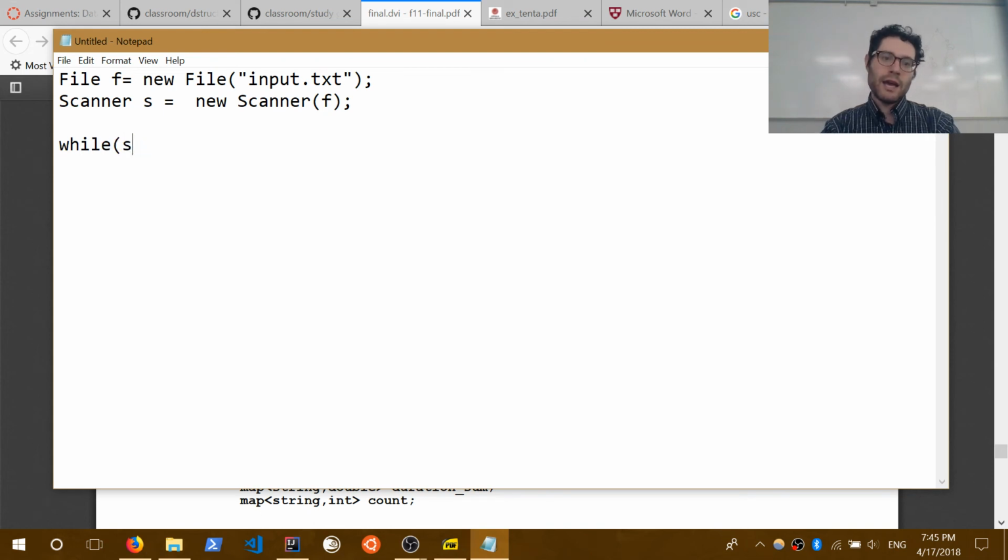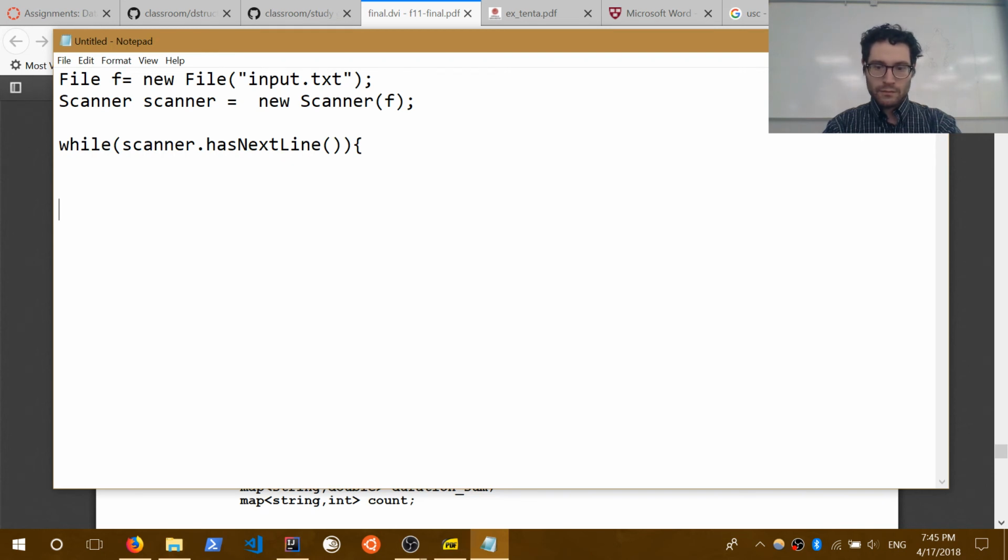So while, I'll just call it scanner, while scanner.hasNextLine, so while there's still stuff to read from the scanner, String line is equal to scanner.nextLine. Okay. So I'm going to read the line from the file, and then I'm going to split it up into 2 parts. Right? They said I can assume it's well formed.